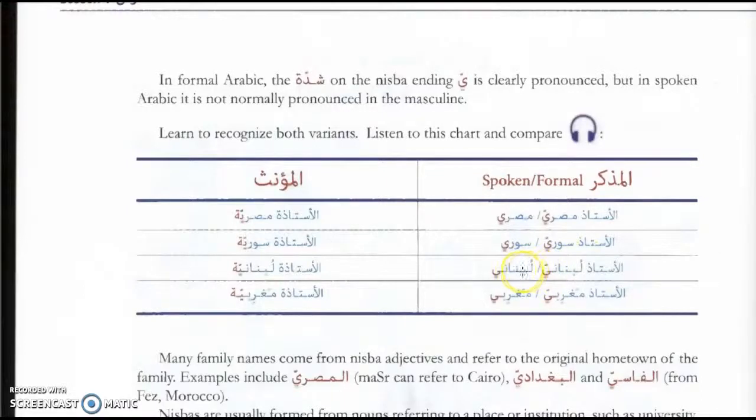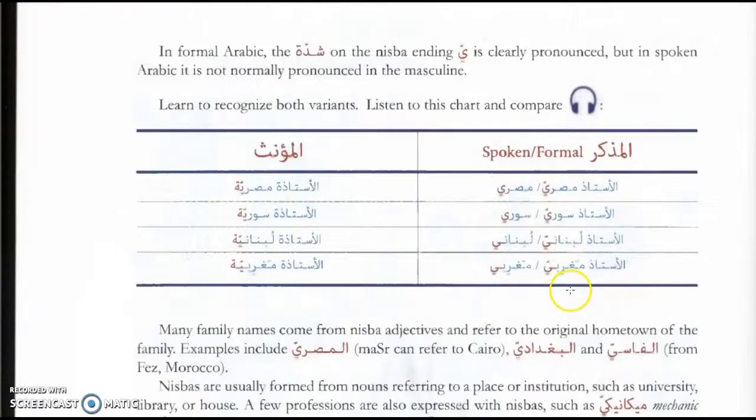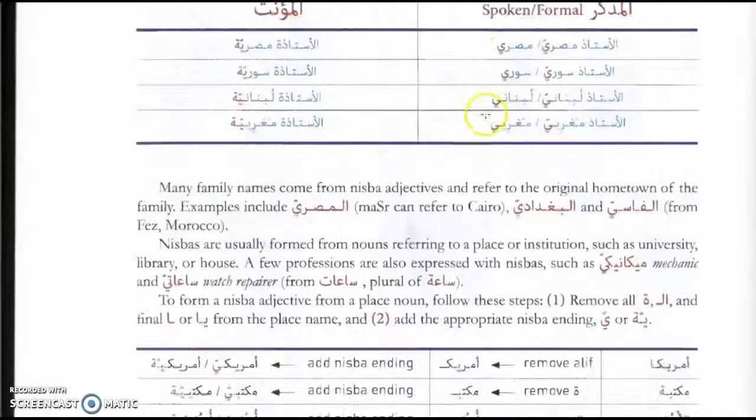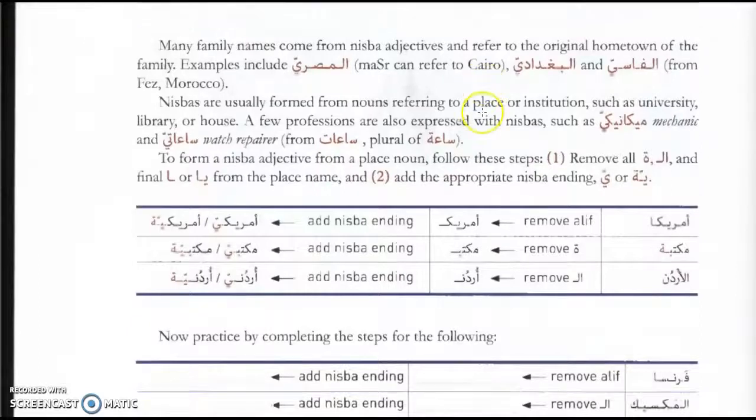In fact, the accent actually shifts between the formal and the informal. Lubnani would be informal. Al-Ustadh Maghribi. That's informal, sorry. If we say formal, Al-Ustadh Maghribiyy. And notice it's got actually, what is it? I can't really tell if it's tanween or shadda. I guess it's just shadda. My digital copy is not very clear.